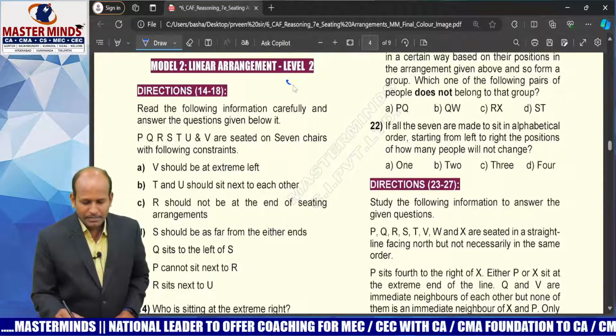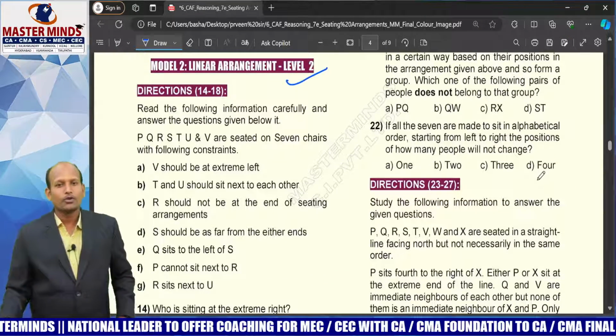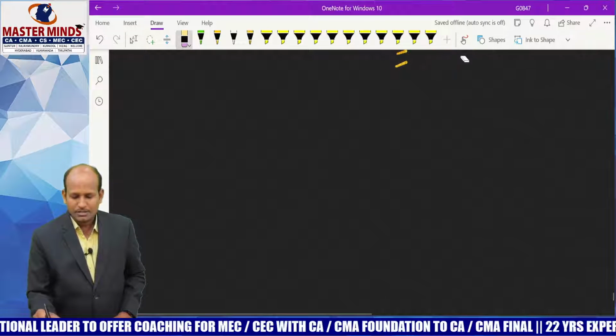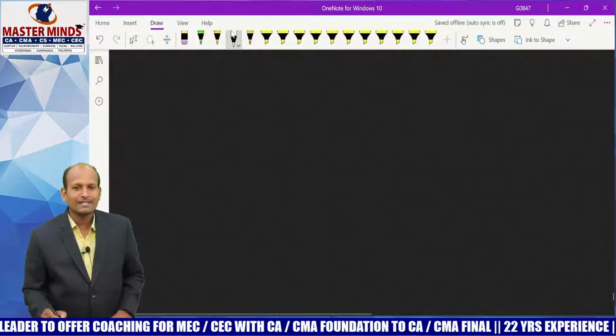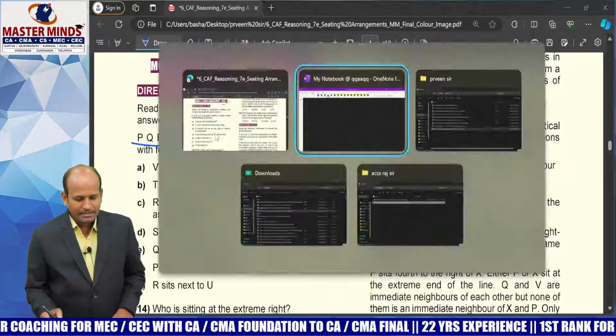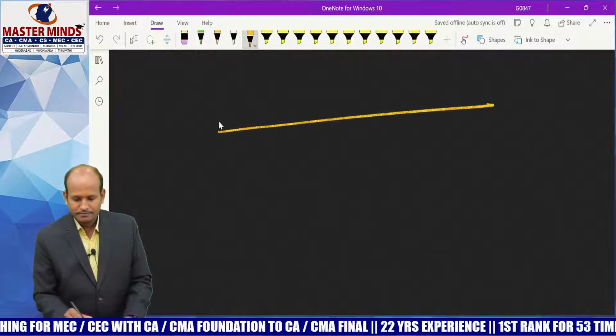So in linear seating arrangement, let me go for level 2. Let me solve some big questions on the same single line seating arrangement. Total we have 7 members seated in a row of chairs.